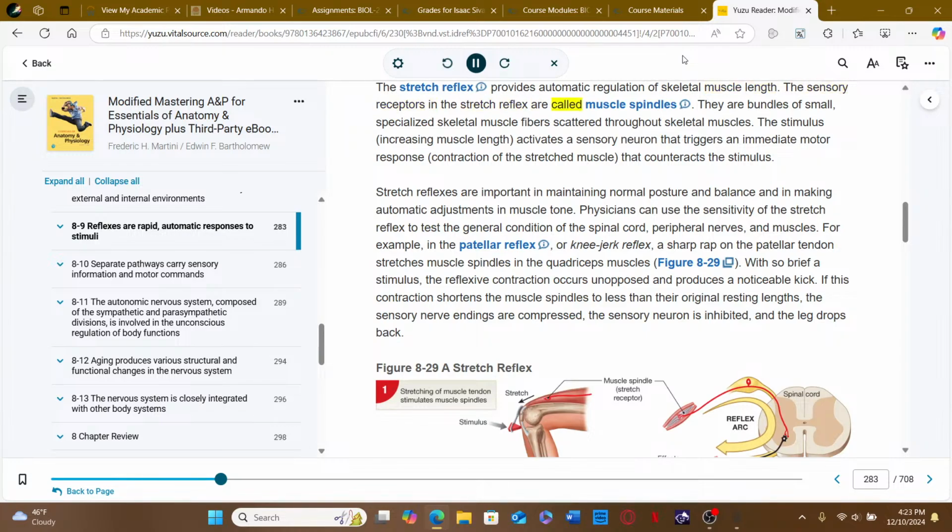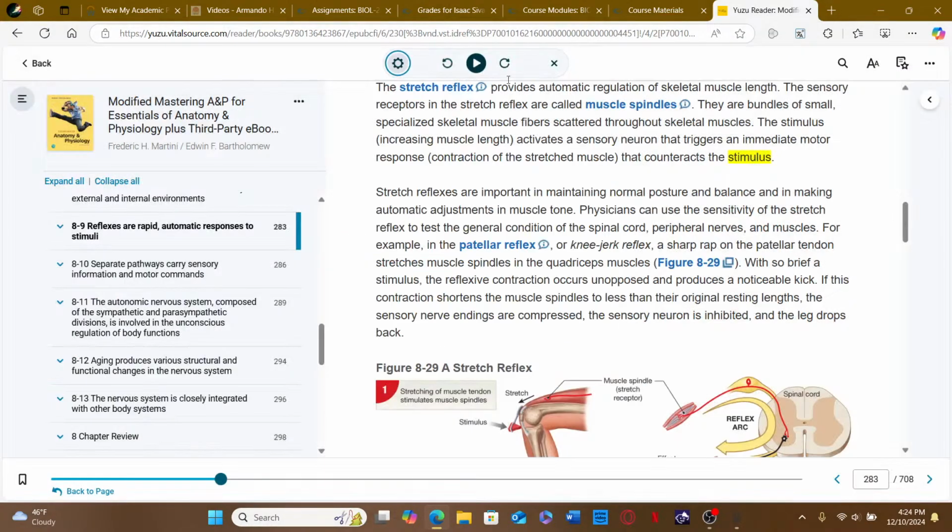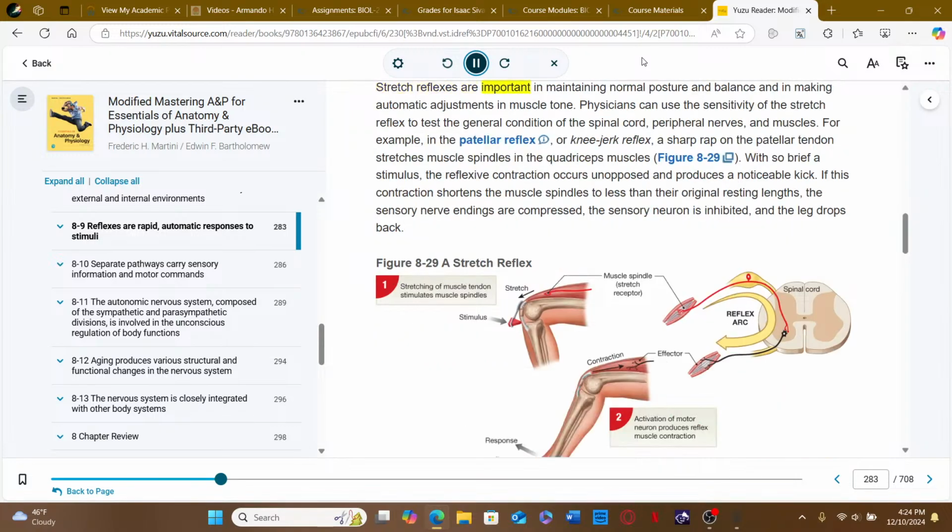The sensory receptors in the stretch reflex are called muscle spindles. They are bundles of small, specialized skeletal muscle fibers scattered throughout skeletal muscles. The stimulus, increasing muscle length, activates a sensory neuron that triggers an immediate motor response, contraction of the stretched muscle, that counteracts the stimulus. Stretch reflexes are important in maintaining normal posture and balance and in making automatic adjustments in muscle tone.